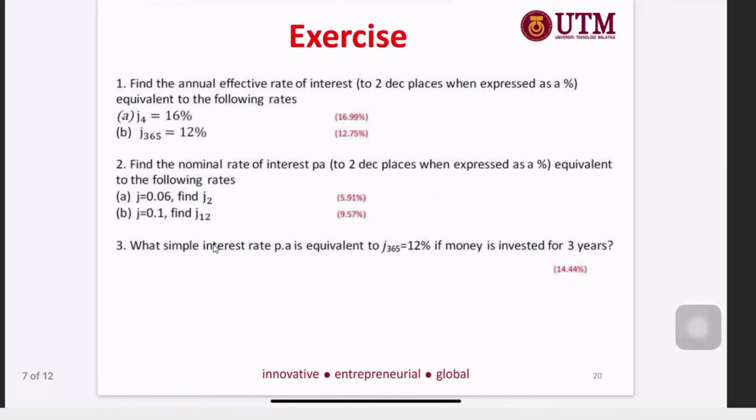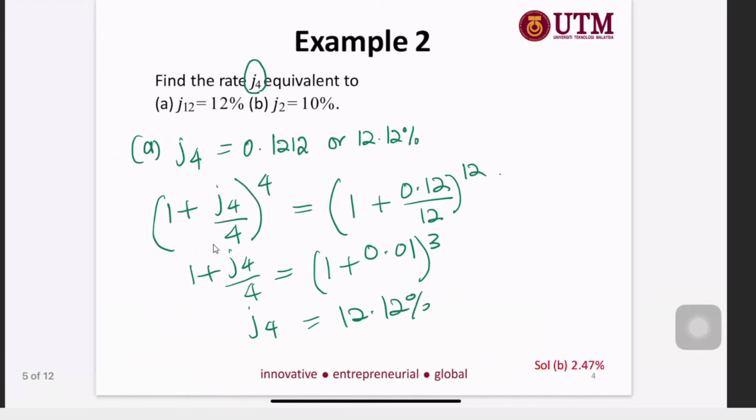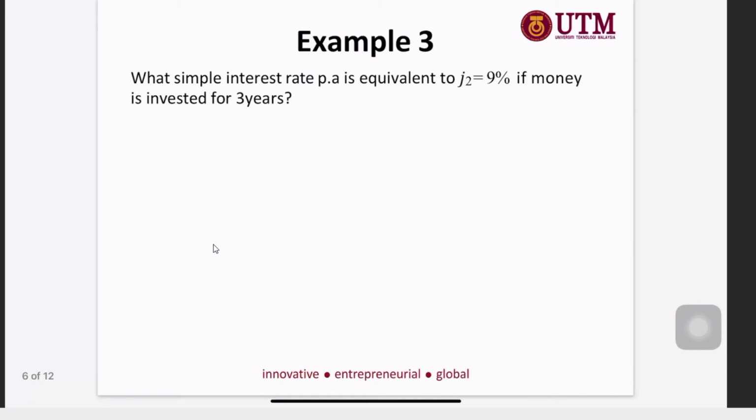Okay, so try do this example, other example as well. Example 2 and example 3. Okay, let's try look at example 3. This example 3 is important.